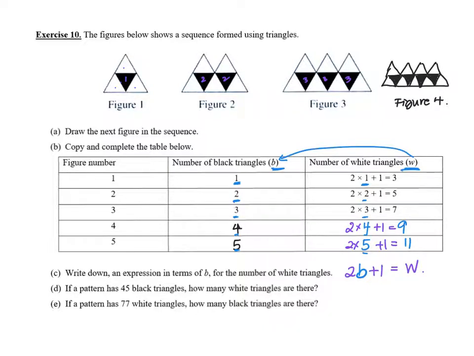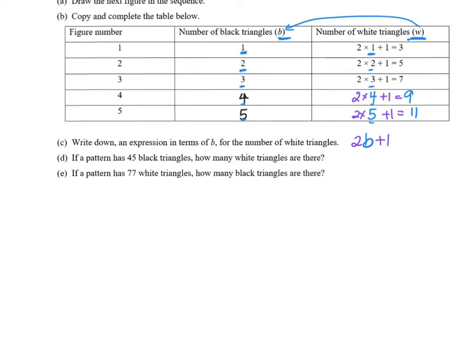Okay, so since they only want expression, not equation, I should write this down as an expression. If a pattern has 45 black triangles, how many white triangles are there? So I'm going to use the formula that's given to me. If there are 45 black triangles, the number B changes to 45. How many white triangles are there?